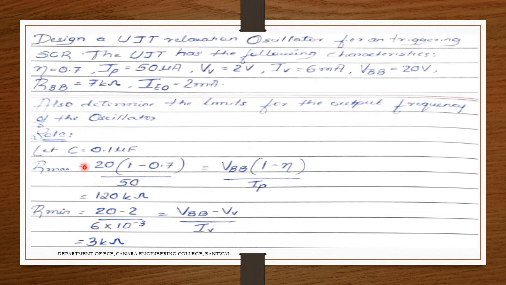Okay, so what is R max? It is nothing but VBB into 1 minus eta divided by IP. This we have derived in our theory part, so also go through the UJT part and then solve these problems. VBB is 20 volts, eta is 0.7, divided by IP. IP is 50 micro.